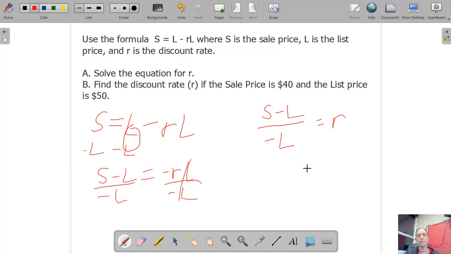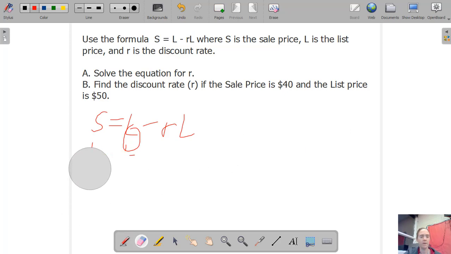Okay, and some teachers would probably want you to write this so that you didn't have this negative on the bottom, this negative L. That would just mean you'd have to switch the signs of everything. So we would say negative S plus L over L equals R. Okay, so that's one way we could do it, and that's a perfectly fine answer. So let me just show you what the other method for solving this one looks like.